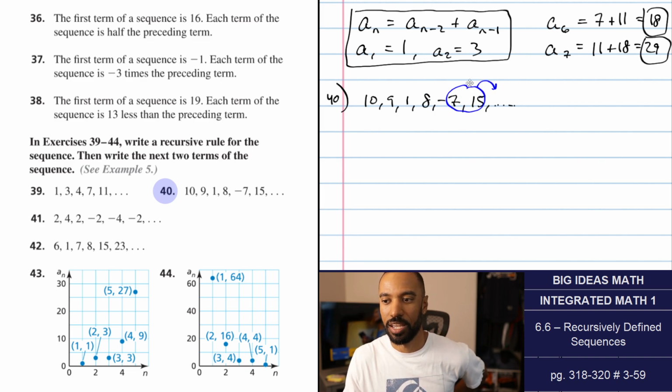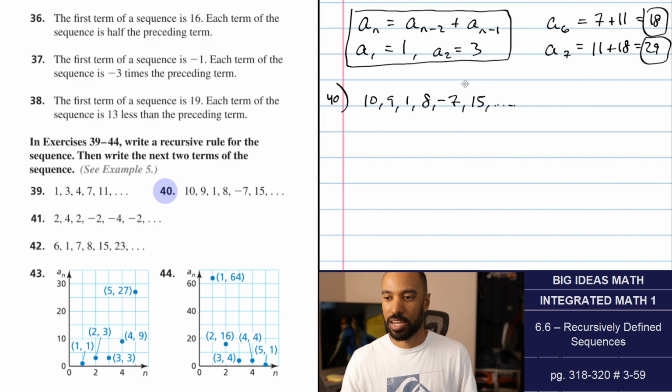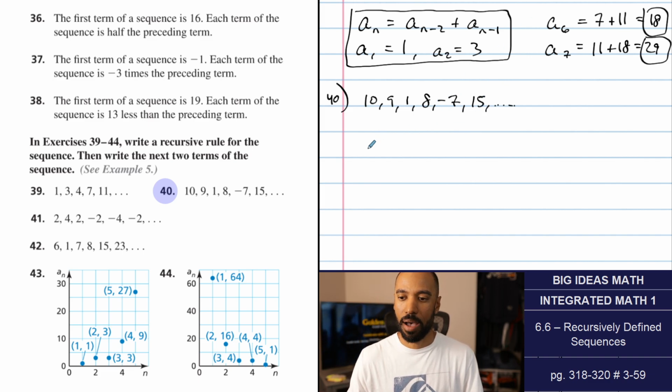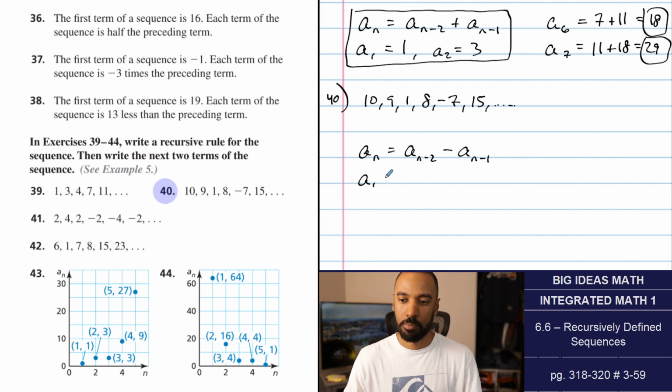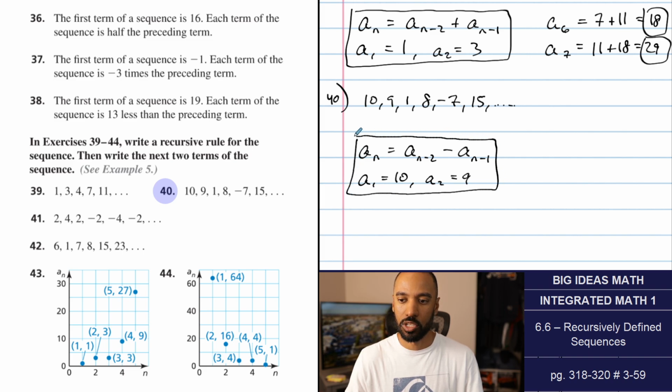That becomes 8 plus 7. So we got to do -7 minus 15 to get the next one. So we're taking one term minus the one before it. So a sub n takes the term before and subtracts, or 2 terms before, and subtracts the term right before that term. Boom, like that. Now your first term is 10, and your second term is 9. We do need the first 2 terms written out to work out what it is we're actually doing there.